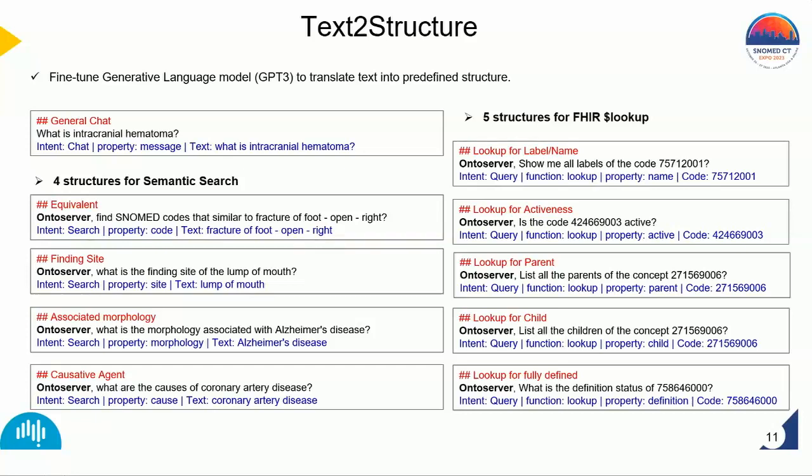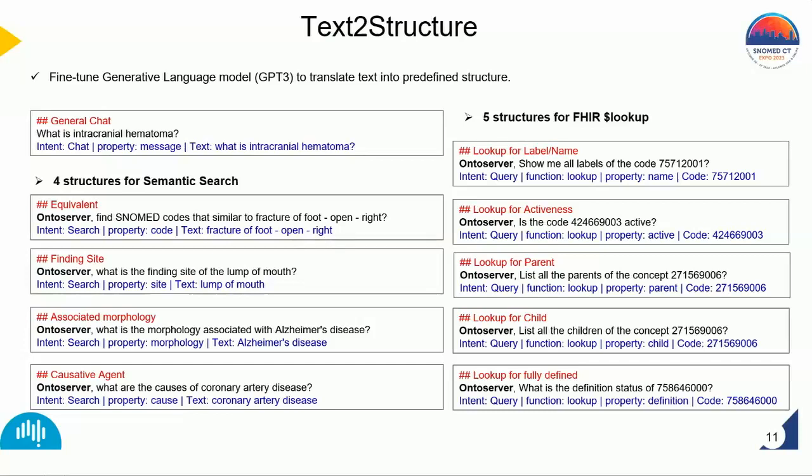The text-to-structure component plays the role of a translator from unstructured text into predefined structured commands, including general chat, semantic search, and file lookup operation. To distinguish general chat from seeking information from the OntoServer, we add a prefix "OntoServer", like people call "Alexa" or "Hi Google".